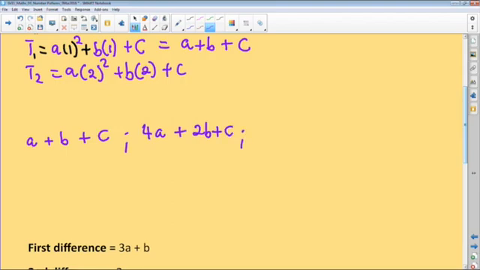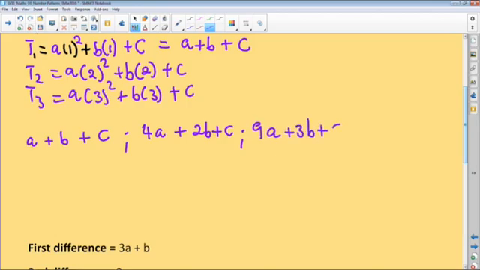All right, guys? And then your term 3 will be a(3) squared. Can you see that in the place of n, I'm substituting the term number? So you get 9a plus 3b plus c. So the next one will be a(4) squared plus b(4). So you get 16a plus 4b plus c.